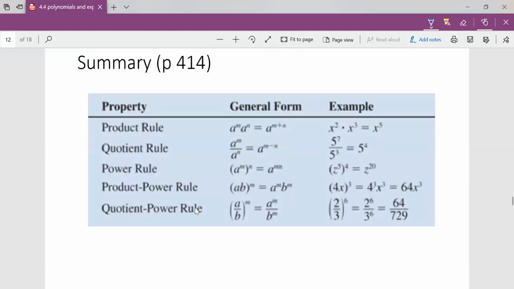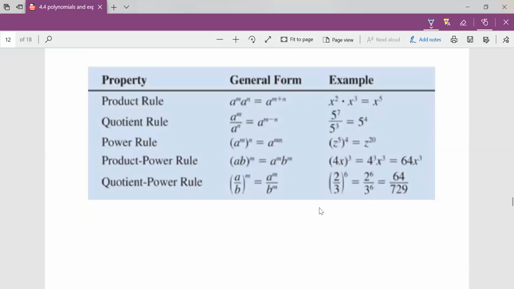Okay, this next chart, ignore that page number. This is from a previous class that I taught. These are just the rules all summed up into one chart for your reference.